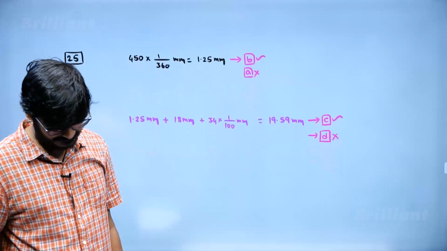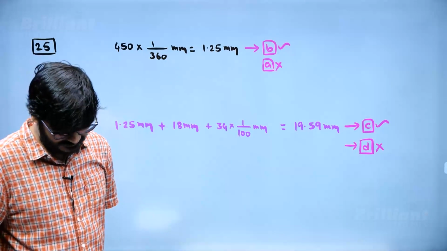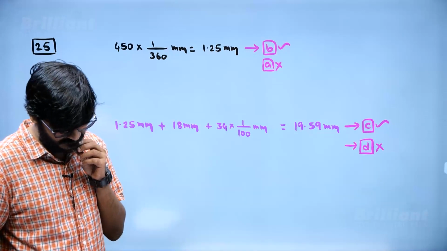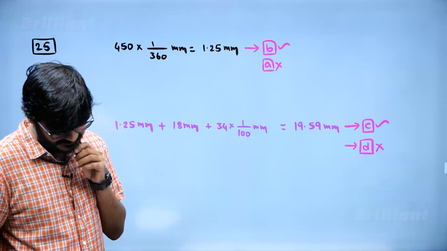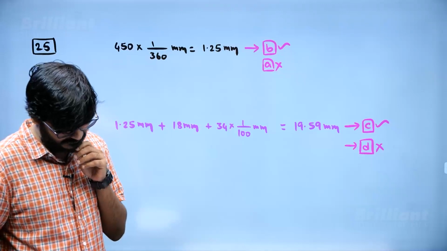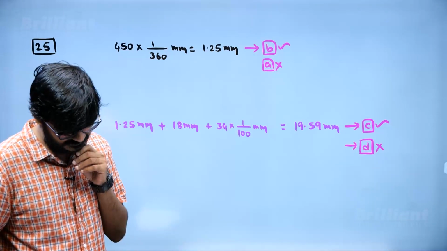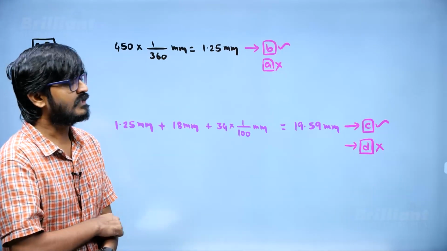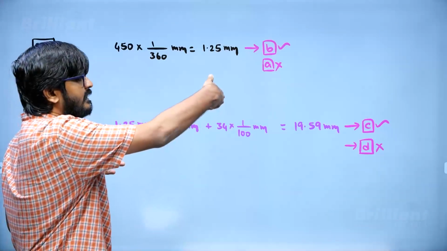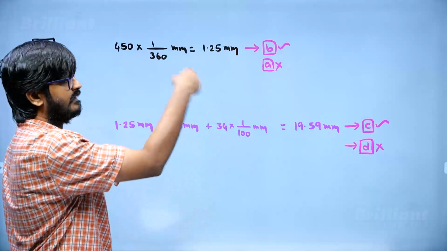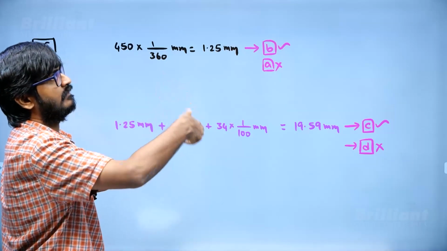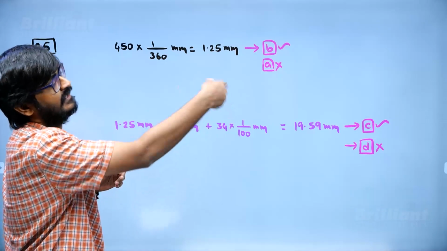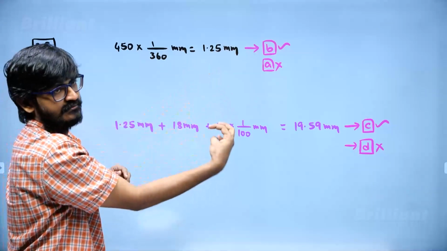Next question. The pitch of screw gauge is 1 mm and circular scale is divided into 100 divisions. When nothing is put between the studs, 0 of the main scale is not seen. When the circular scale is rotated by 450 degrees, 0 of the main scale is just visible and coincides with the 0 of the circular scale. So you are rotating it by 450 degrees, that is how much? One full rotation plus 90 degrees, that is 125 circular scale divisions.